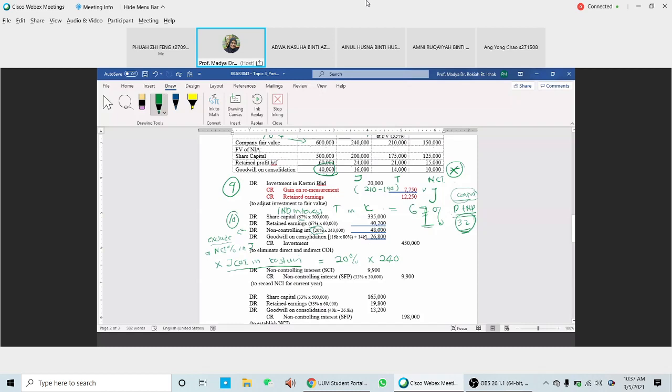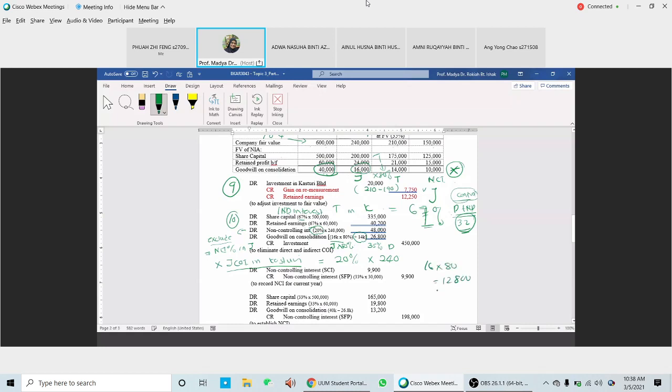Okay, and then you're going to have goodwill on consolidation here. For goodwill on consolidation, you have to be careful. 14 here is from your direct, and then 16k here is the amount of goodwill in Jebat, but the parent, Tua, only controls 80% in Jebat. So this amount here needs to be times 80%, which is Tua's control in Jebat. So the amount that you have here is 16 times 80. So you're going to have 12,800.